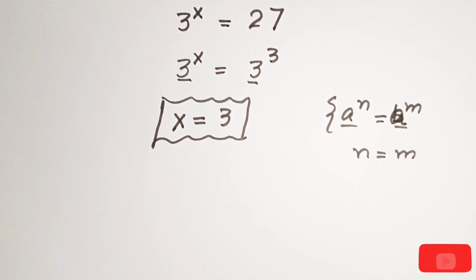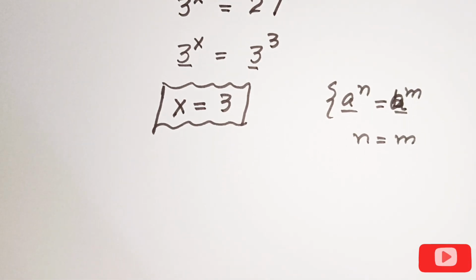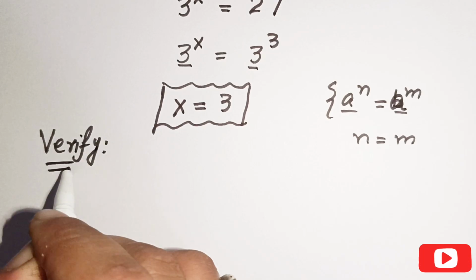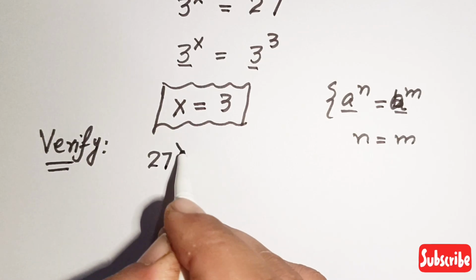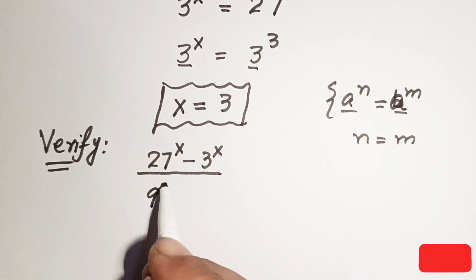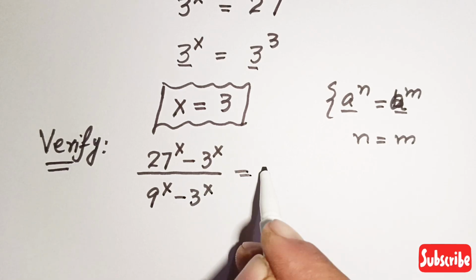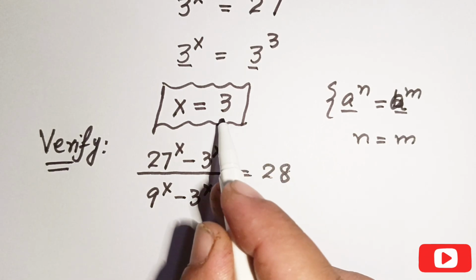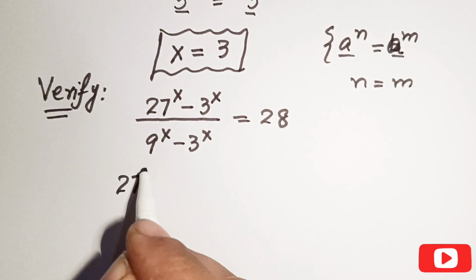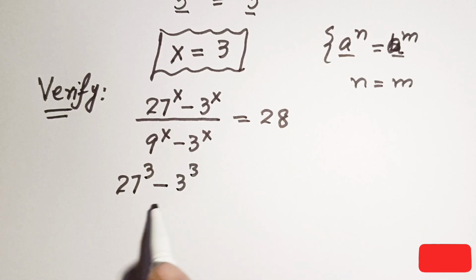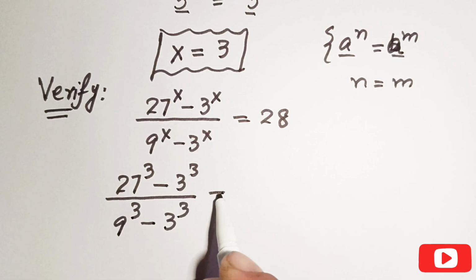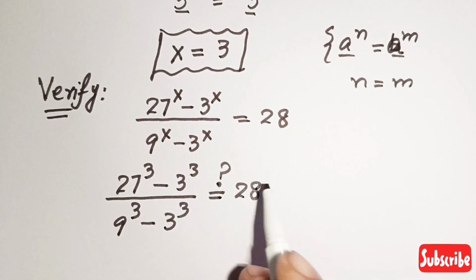Now we have to verify our problem here, so starting our verification, we have to recall our problem, which is (27^x - 3^x) / (9^x - 3^x) = 28. Now using this value of x, which is 3, we have (27^3 - 3^3) / (9^3 - 3^3). Is it equal to 28?